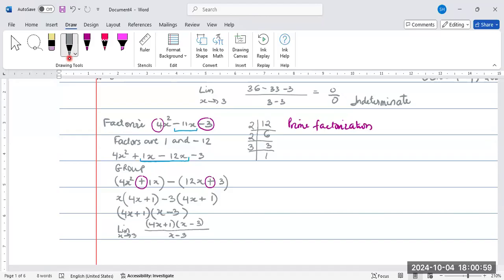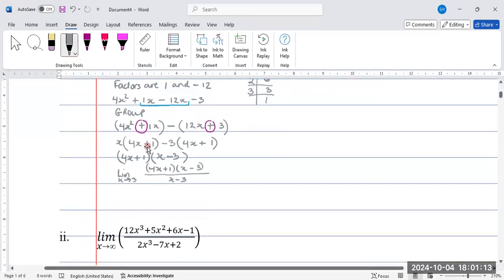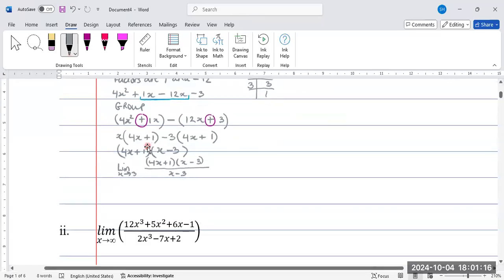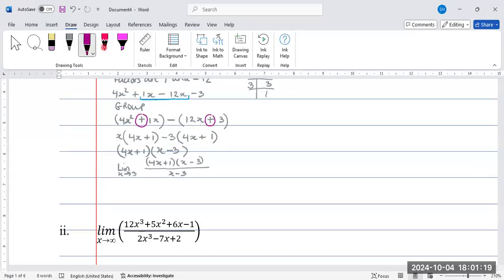All right, so I've just rewritten the question. Instead of putting 4x squared minus 11x minus 3, I'm now putting a factorized term there. Then I'm able to see what was causing me to not get my answer. Boom, I've factored it out. So what I'm now left with is the limit as x tends to 3 of 4x plus 1. Now I can try it.